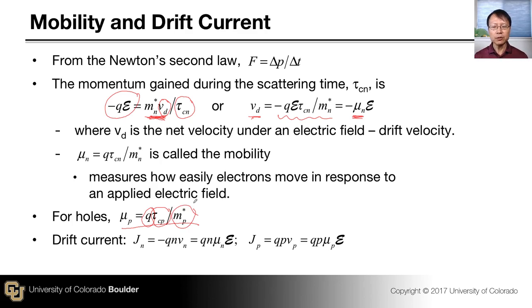So using these mobilities, we can now write down the drift current, the current induced by the applied electric field. The current density for electrons is given by this equation. So q times n, the electron concentration, times mu, the mobility, times the applied electric field. Similarly, the hole drift current is given by q times p times mu sub p times E.